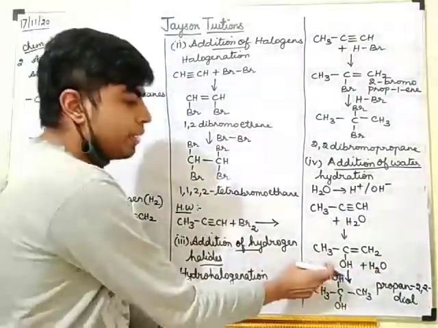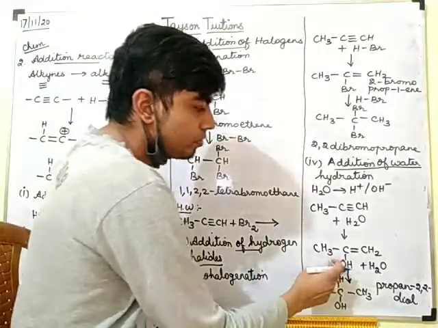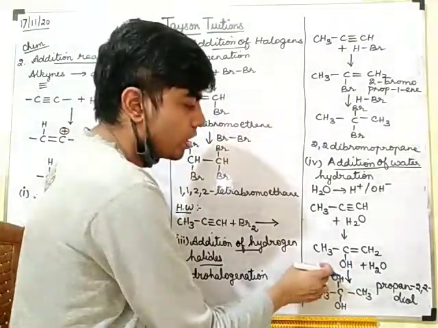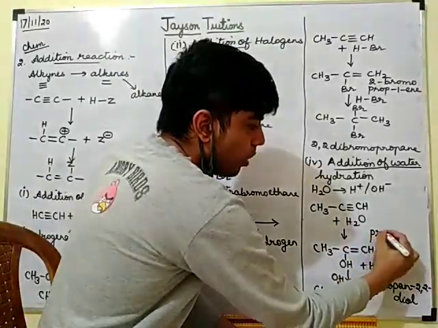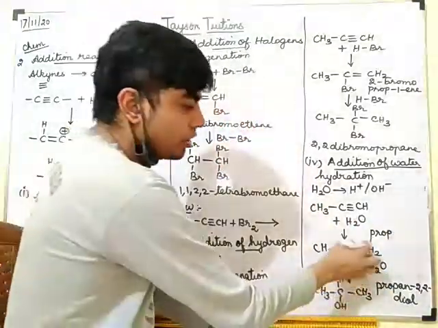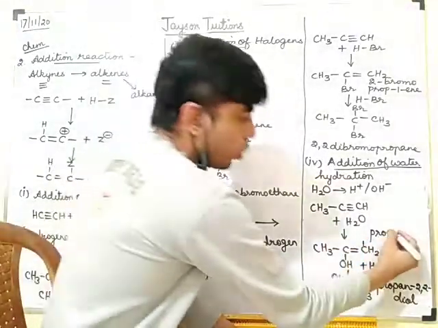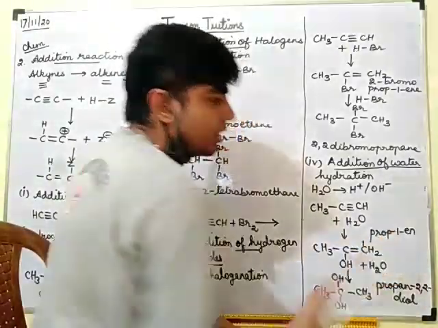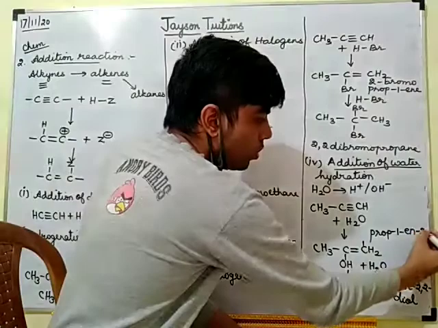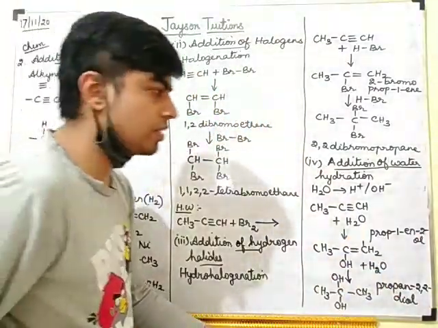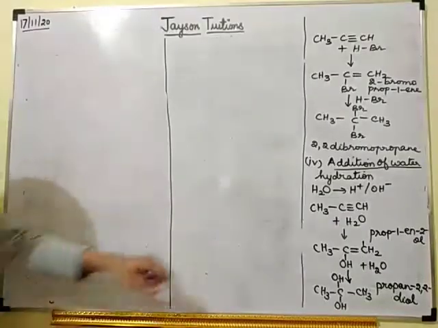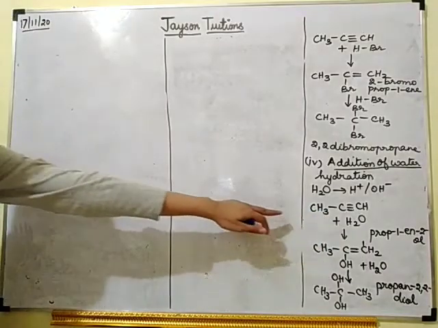Okay, so what will be the name of this one? Tell me. 3 carbons, so prop, double bond will get the first number. Prop-1-en-2-ol will be the name of this compound. Understood? So propyne we have done.